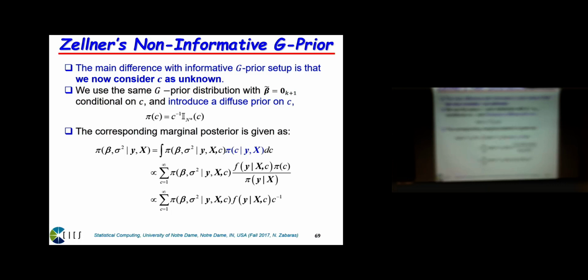Is this result known to us? Do we know the joint posterior of the parameters and sigma squared if we knew the data and C? That's not what we did before. So this is known, okay? Now what is unknown is the posterior of C given the data.